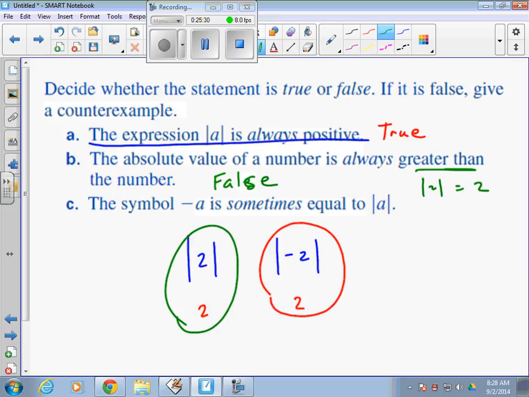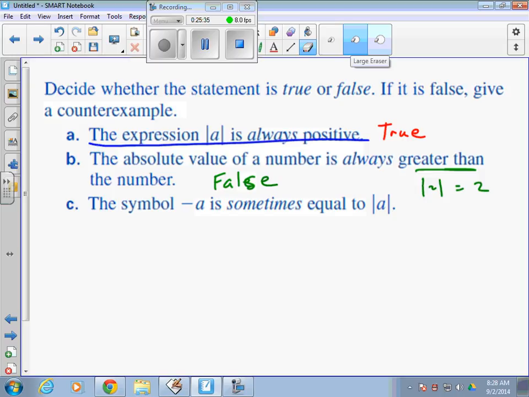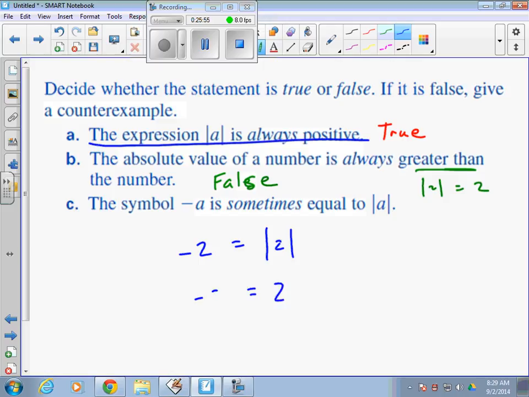And then C says the opposite of A, negative A, is sometimes equal to the absolute value of A. So let's use the same numbers. Negative 2 is equal to the absolute value of 2. Okay, let's see what we got right here. This says negative 2 is equal to 2. Is this true or false? The absolute value of 2 is 2. Is this a true statement right here? No, it isn't. So this would be your counterexample right here. Negative 2 is not equal to the absolute value of 2.